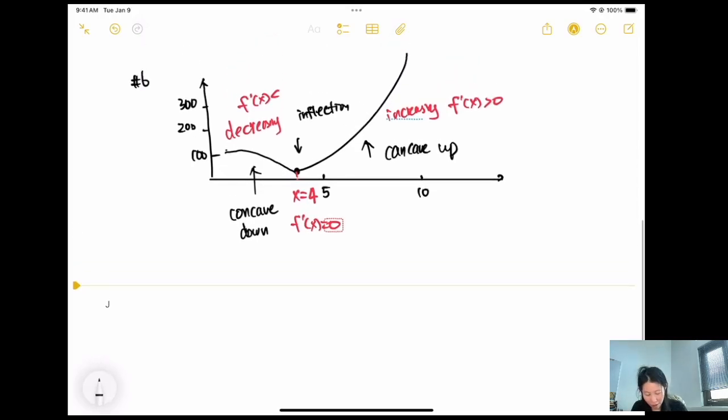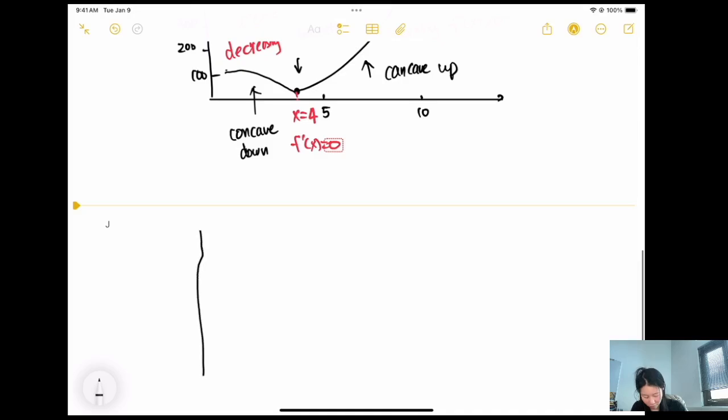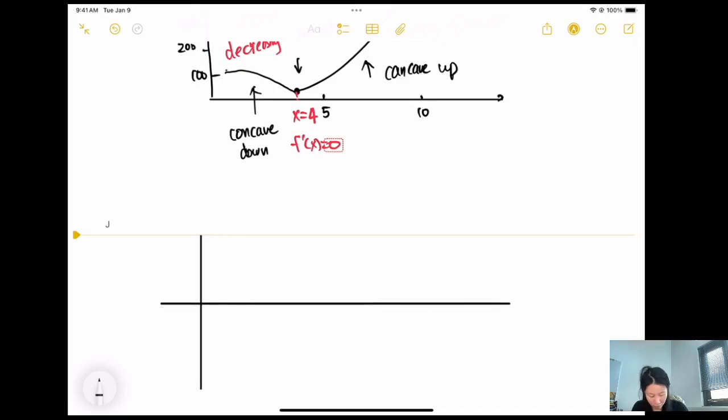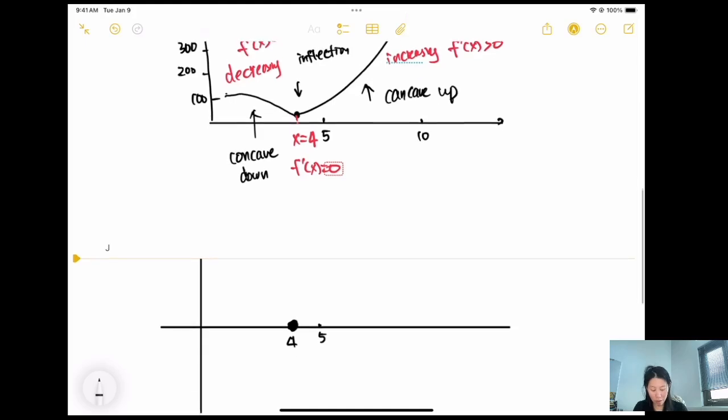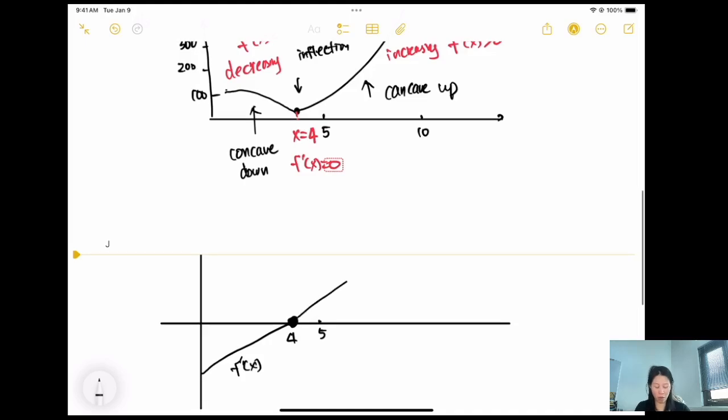So when we draw the graph, at 4 it should be equal to 0. f prime of x is negative before 4, and then after 4, this becomes positive. So that would be the graph for the second one.